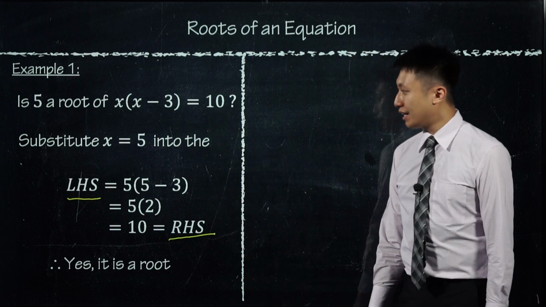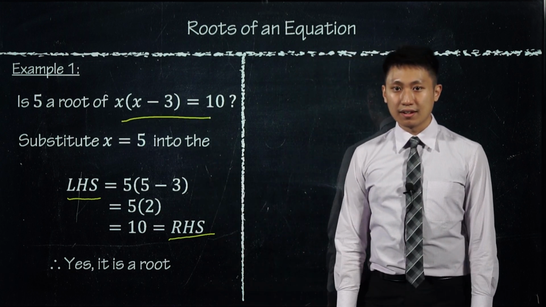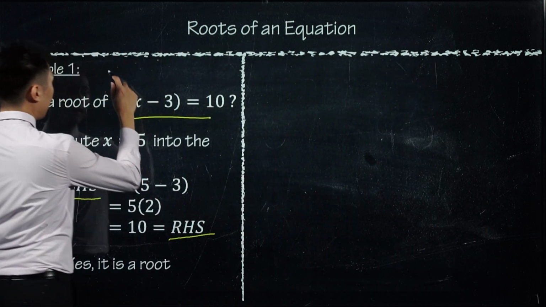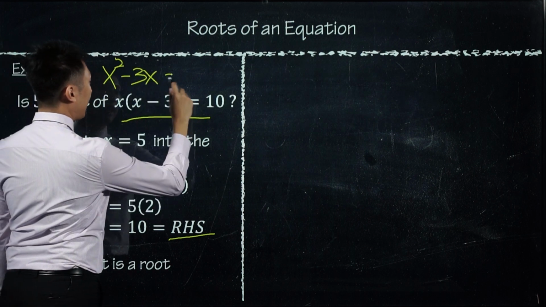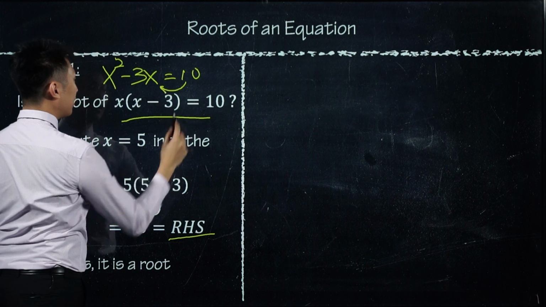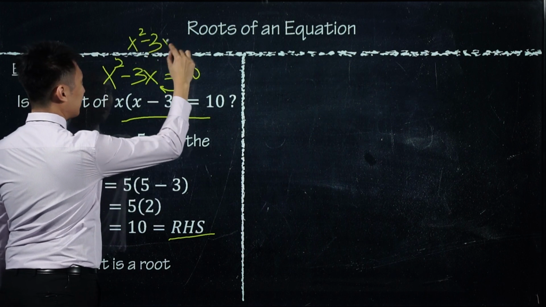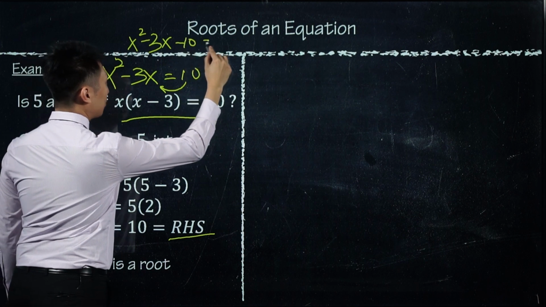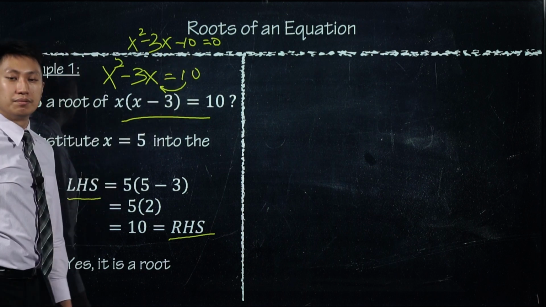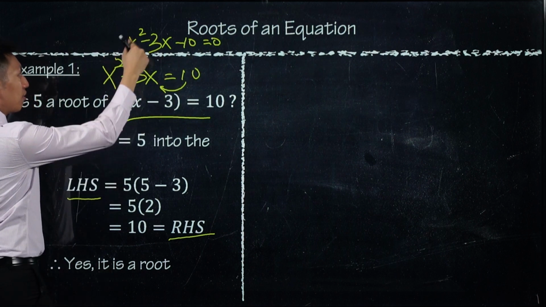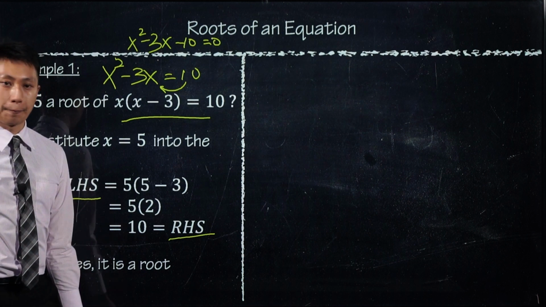And let me ask you this. Is this a quadratic equation? Yes. Why? Because this is x squared minus 3x equals 10. I move the 10 over, then I get minus 10. So it gives me x squared minus 3x minus 10 equals 0. So you get power 2, power 1, and a constant term, and for the power 2 term, the coefficient a is not equal to 0.